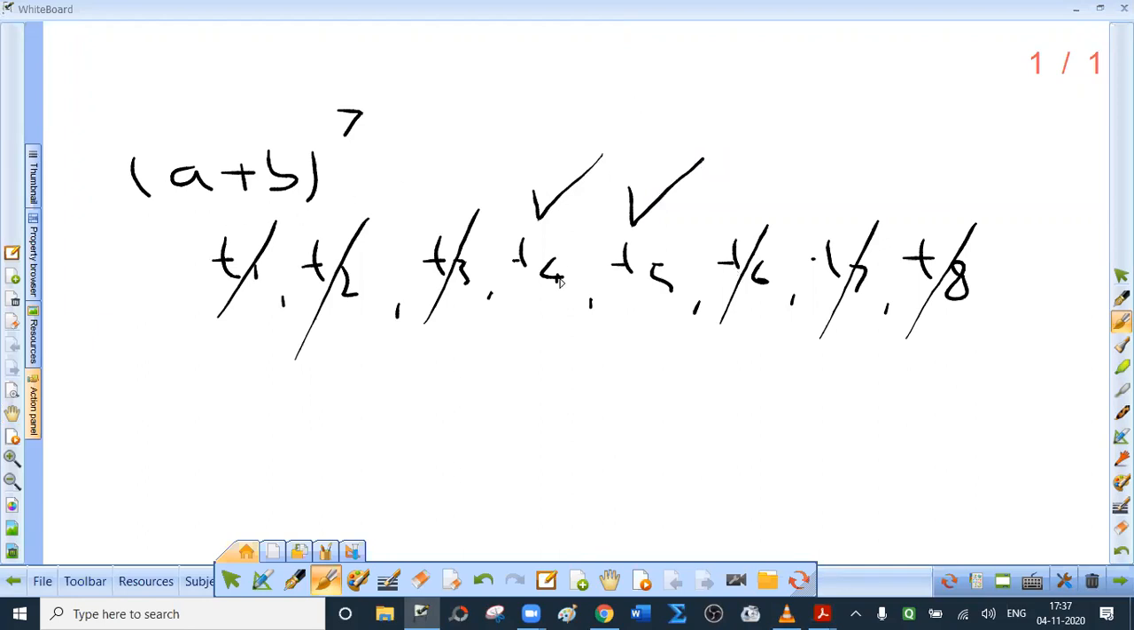Some think that we have to find the average of these two. No, if the index is odd, the number of terms is even. So in that case, there are two middle terms in the expansion. Now, can I express T4 and T5 in terms of the index? Yes, I can. I can say it is T((n+1)/2) and T((n+3)/2). These are the middle terms where n is the index. You can check this. 7 plus 1, 8. 8 upon 2, 4. Yes, T4. And 7 plus 3, 10. 10 upon 2, 5. T4 and T5. These are the middle terms in the expansion.